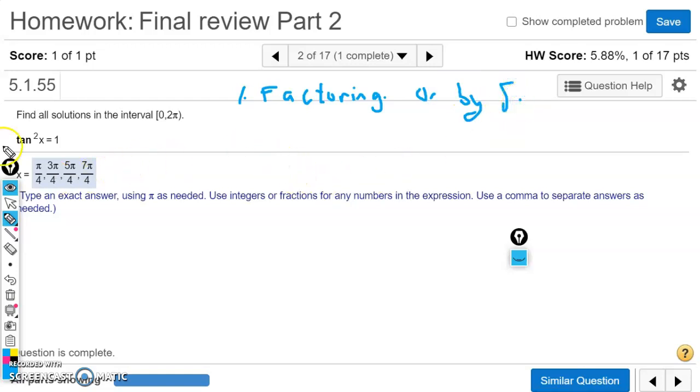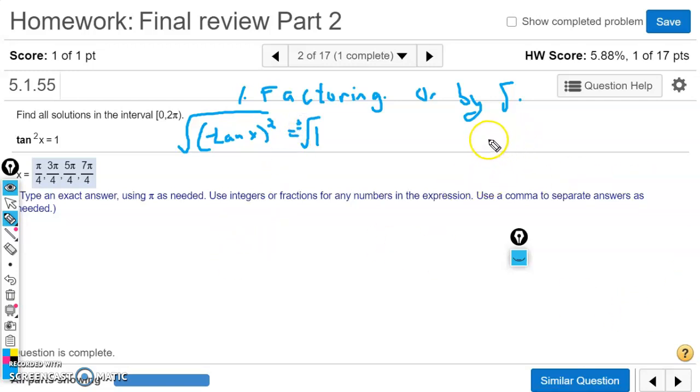So that's just the 1 over there. And so you could actually do this one by the square root method. So if tangent squared of x equals 1, now remember tangent squared of x is the same thing as saying tangent of x all squared. Okay, if that's equal to 1, and then you square root both sides to solve this, you have to remember to put the plus or minus sign in. Anytime you square root both sides, you need that plus or minus sign.